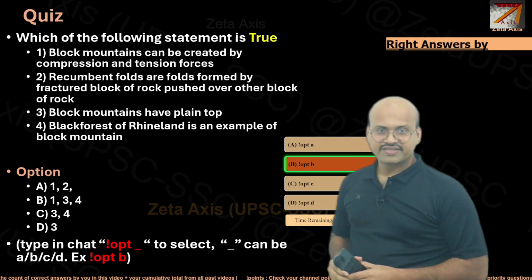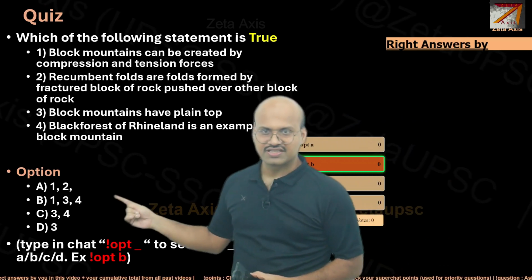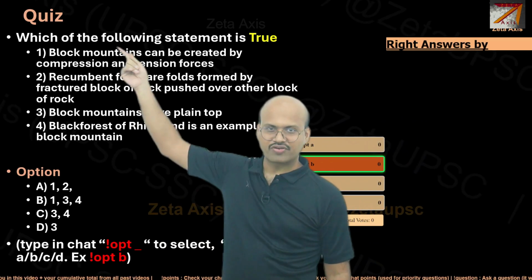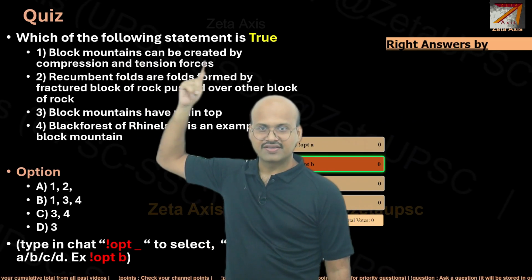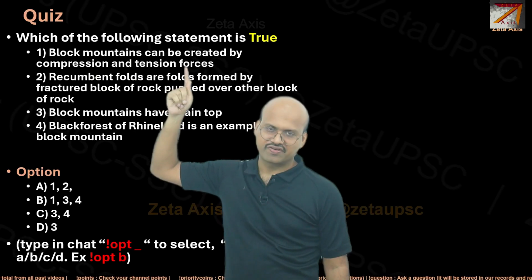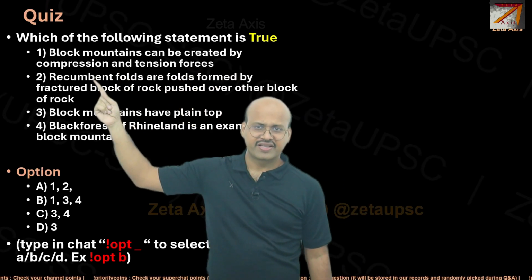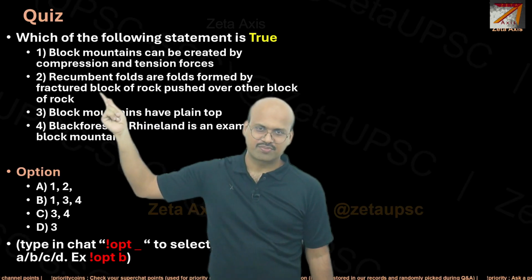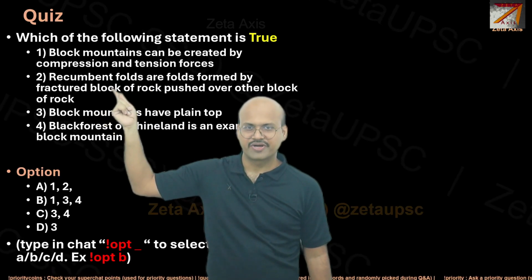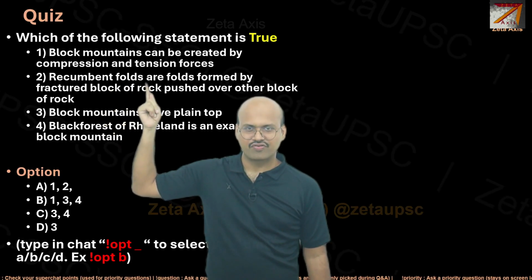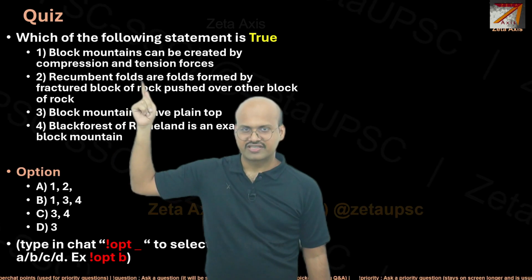So the answer is B, 1, 3 and 4. Block mountains can be created by compression and tension forces. We have already seen that both of these forces can create block mountain. Recumbent faults are faults formed by fractured block. So remember, this is not recumbent fault. This is an example of overthrust fault. So that is why this statement is wrong.